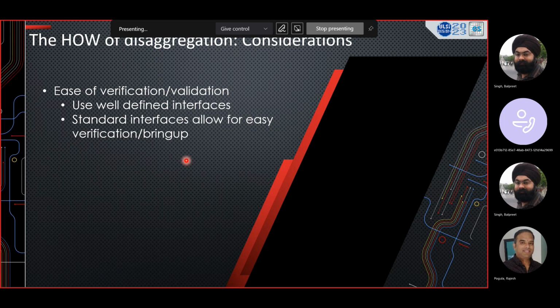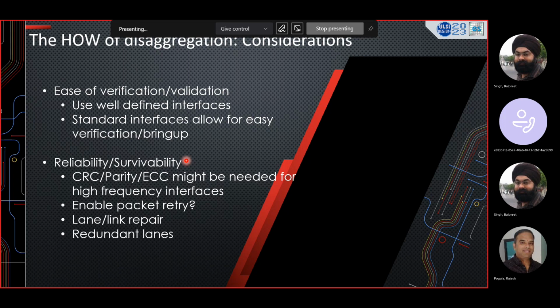It allows you to independently validate and verify each of your chiplets. You don't have to wait to put them together in the overall SoC scheme of things to be able to validate these interfaces. So obviously, I think all of us will agree to this, having a well-defined interface goes a long way in closing the verification and validation flows. And yes, a standard interface allows us to have a much easier verification and bring up.